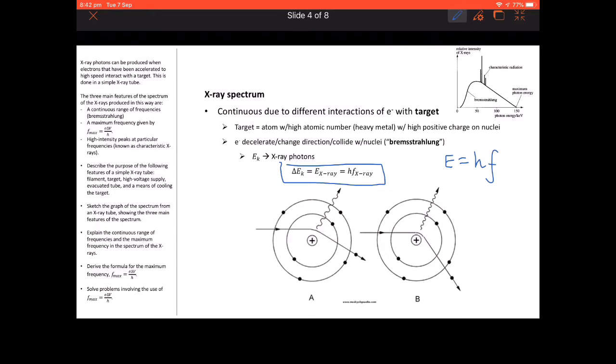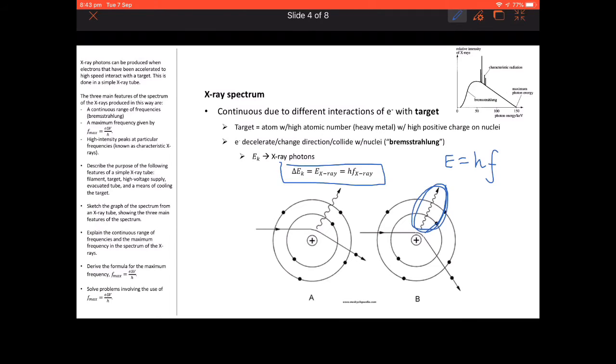An electron that travels at a lesser distance from the nucleus is going to experience a greater deceleration. Therefore, the photon that is released will have a greater energy, and that will correspond with a higher frequency. Because the attraction force is stronger, as the electron is closer to those positive charges, it'll lose more energy. Therefore, the X-ray photon that's emitted will have a higher energy and therefore have a higher frequency.